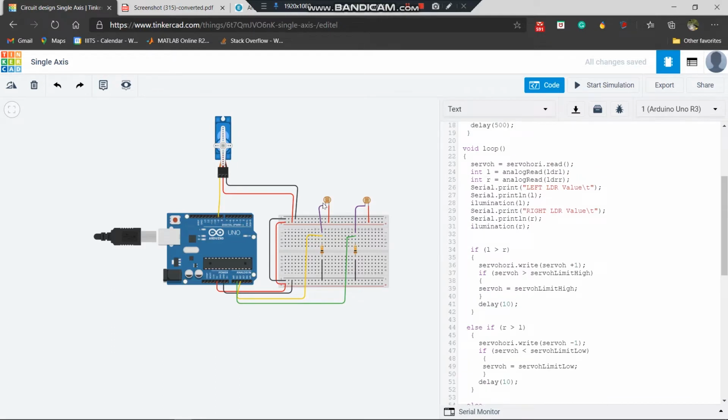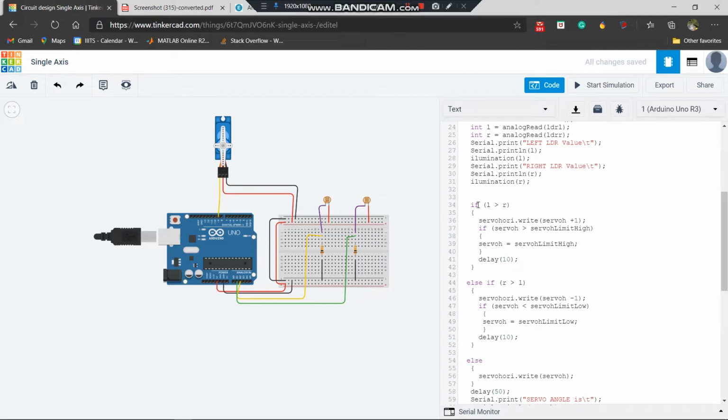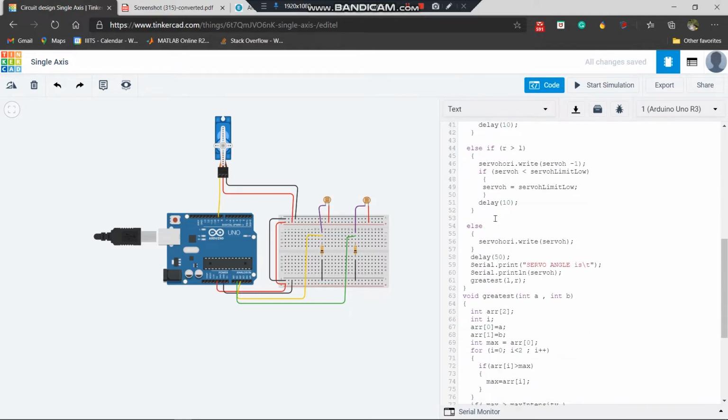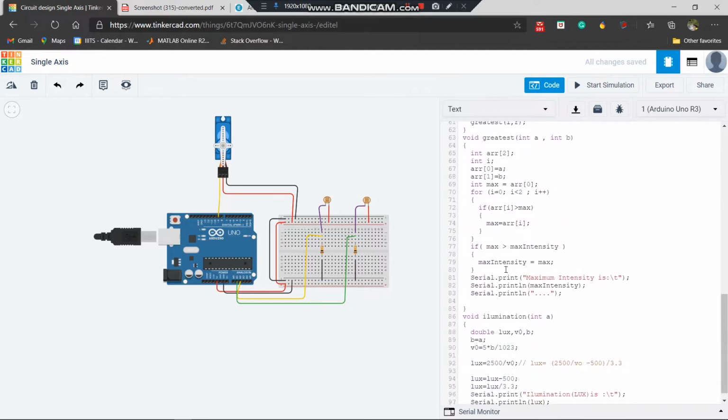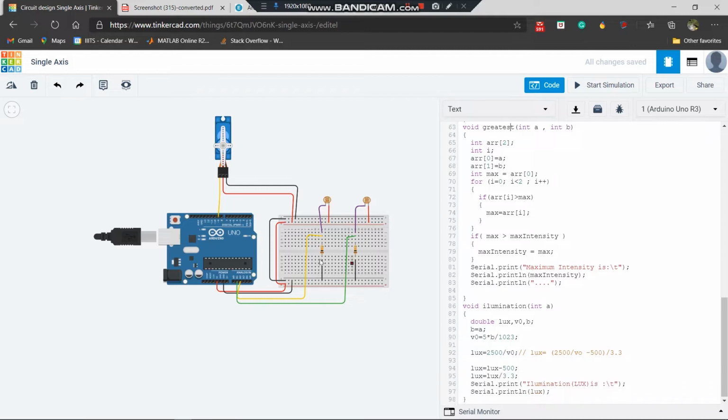In void loop we are picking the LDRs and calculating the servo angle to be rotated such that it gets the maximum intensities. In the greatest function we are calculating the maximum intensity picked by these LDRs, and to find the elimination of the 2 LDRs we are using the elimination function. Now we'll start the simulation.